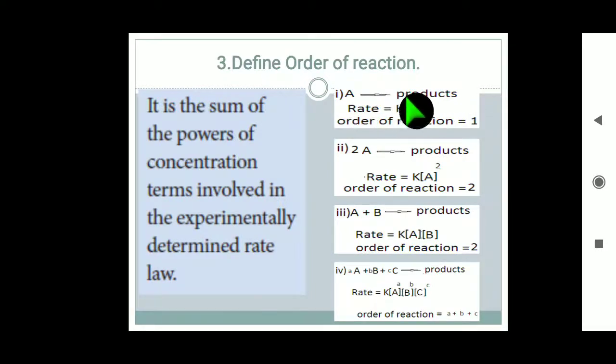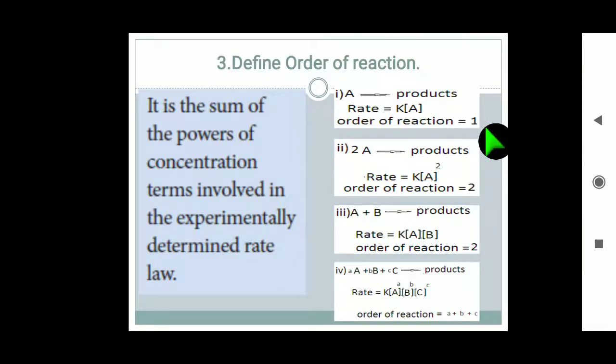So reactant A gives a product, the first one. So how many coefficients are present? Only one. When we write the rate law, how to write? Rate equal to rate constant, the concentration of the reactant. The coefficient 1 should come in the exponential power. So order of reaction 1. So regarding the general equation, we can find how many coefficients are present in the reactant side. That is called order of reaction.